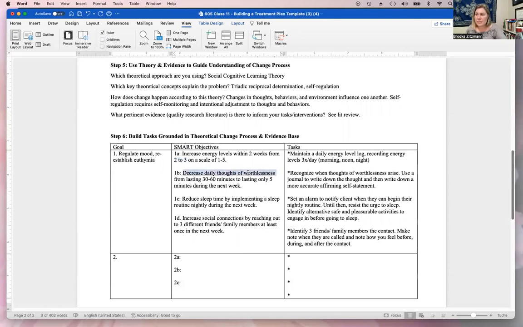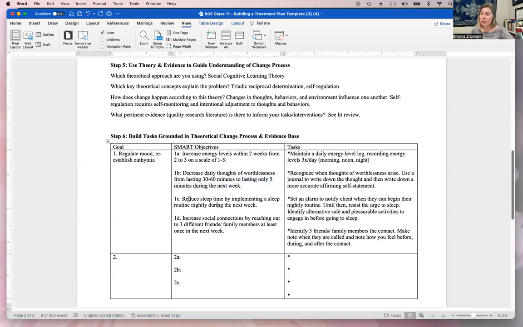Here, decreasing thoughts of worthlessness. I expanded this and said we're going to decrease daily thoughts of worthlessness from lasting 30 to 60 minutes, that's what the client is telling us, to lasting only 5 minutes. So here, we're not trying to completely get rid of thoughts of worthlessness. That might be the long term. But for now, what's more realistic is to help the client reduce the amount of time they're spending ruminating about their worthlessness.